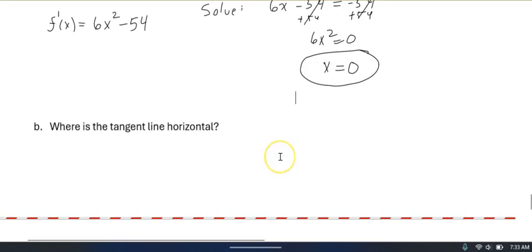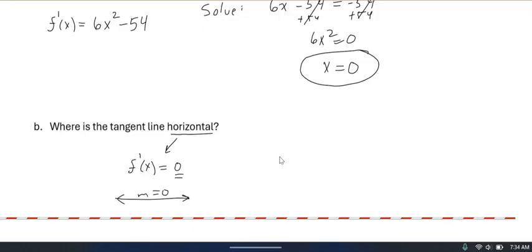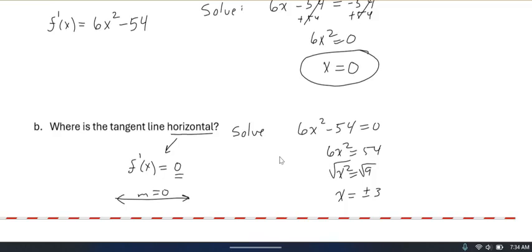All right, looking at this last one, where is the tangent line horizontal? Now that's another way of saying where is the derivative equal to 0. When we have a slope of 0, that would be a perfectly horizontal line. Slope is 0. So it's just code for that. So I'm going to solve where the derivative is equal to 0. The derivative is 6x squared minus 54. Where is that equal to 0? If we add 54 to both sides, and then we divide by 6, we can see that it's at plus or minus 3. Remember, when you take that square root, you've got to add that plus or minus. So it should be on the graph at 2 places.